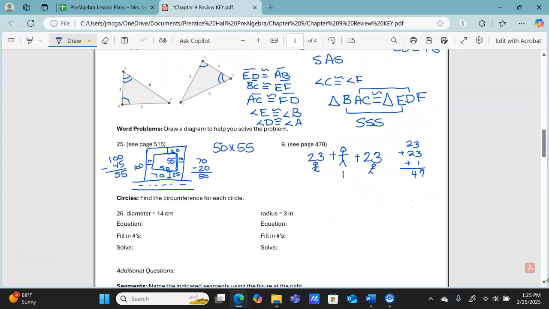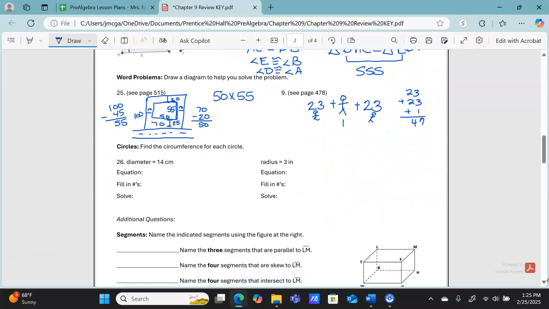In the next one, we are doing the circumference of a circle. In 26 in the chapter review, they gave you that there was a diameter of 14 inches. So we're going to write our equation first.